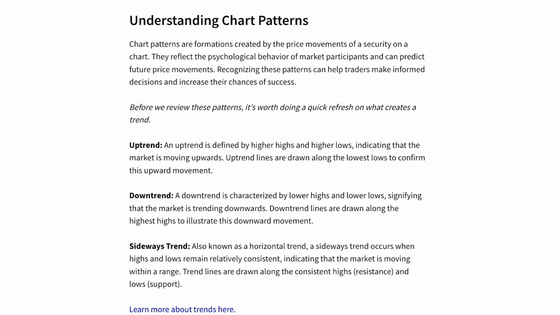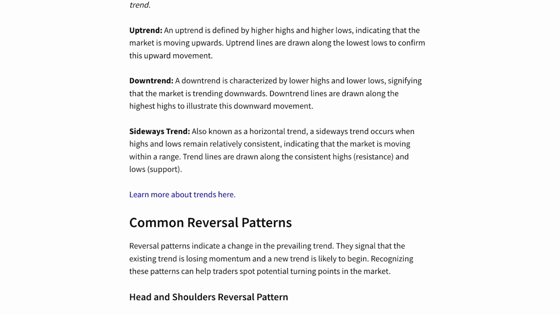And then a downtrend is basically the opposite of that. So it's lower highs and lower lows. The stock is zigzagging up and down as it's progressing down and to the right. And then a sideways trend, also known as a horizontal trend, occurs with highs and lows that remain in a relatively consistent range. So again, it's important to know and understand what trends are when you're looking at actual patterns.